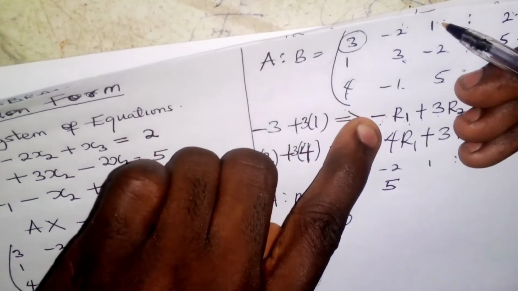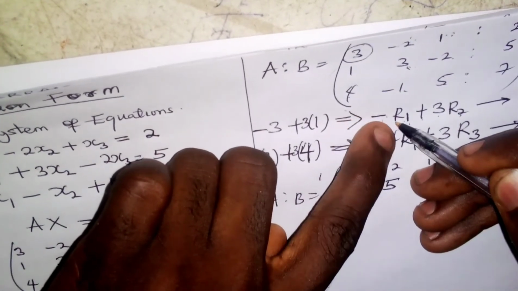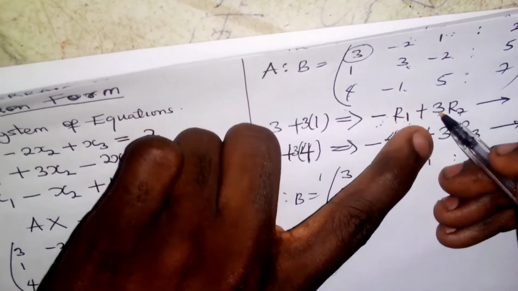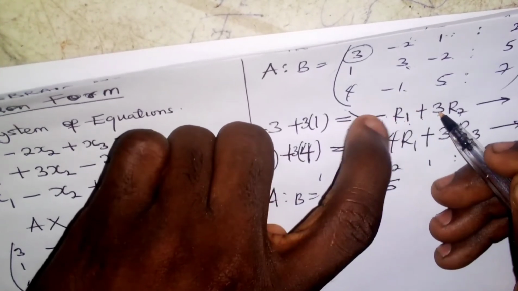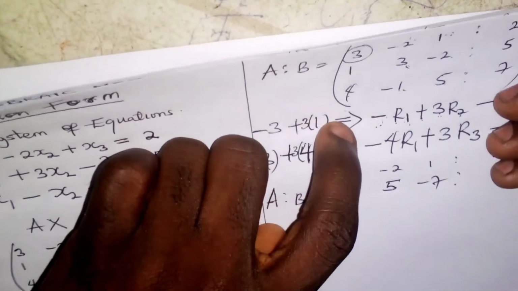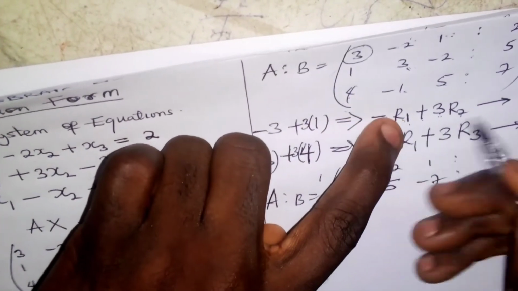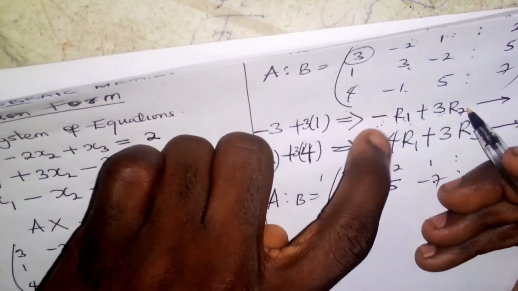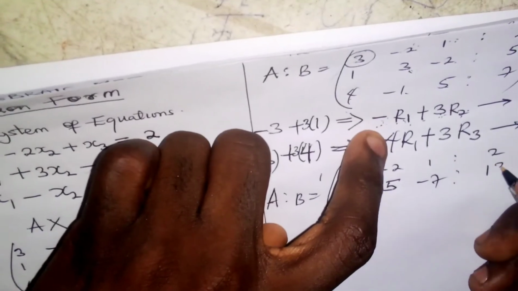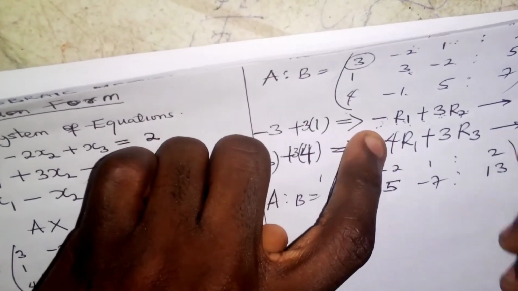Minus row 1 here is what? 1. That's minus 1. Plus 3, row 2 is what? Minus 2, which will give us what there? Minus 6. Minus 1 minus 6 is what? Minus 7. The same thing, 2 will be what? Minus 2 plus 3 times 5 is what? 15. Minus 2 plus 15 will give us what there? 13. I've gotten that of the row 2.